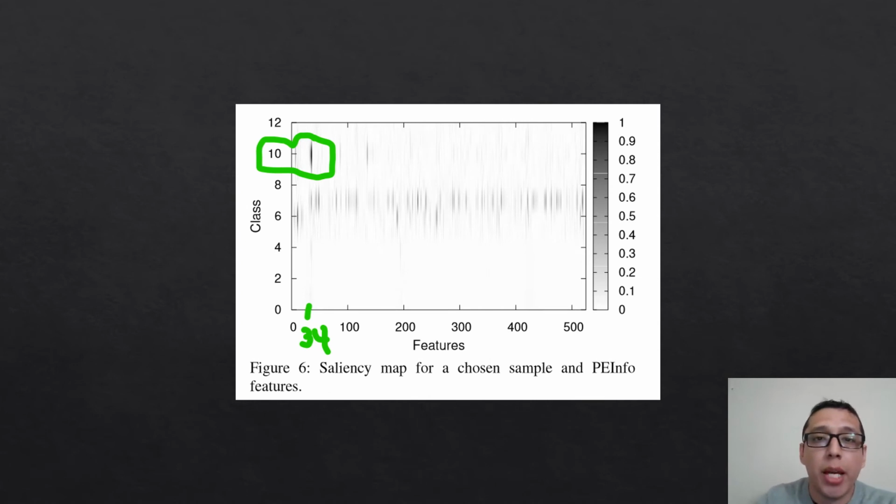Here are the saliency maps. They show the reason for the classification results. We can see that the chosen sample should be given label 7 according to most of the PE features, yet there is a significant peak at feature number 34, which indicates that the sample also has characteristics of class 10. This feature is the size of a certain PE resource field in the file header.